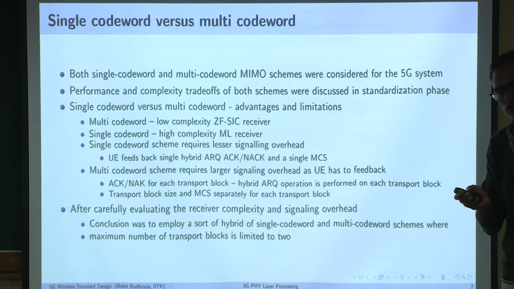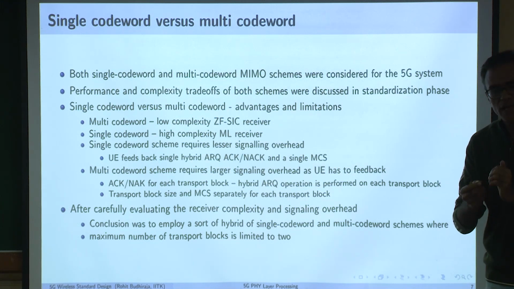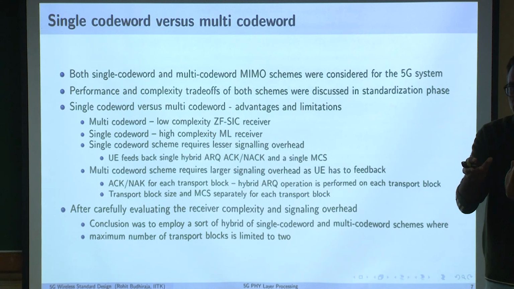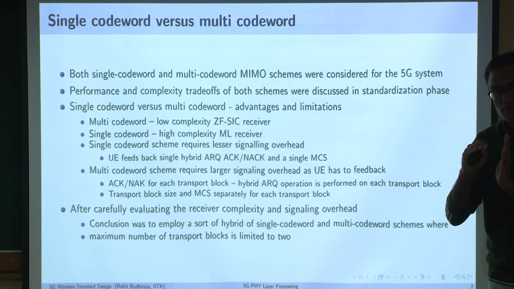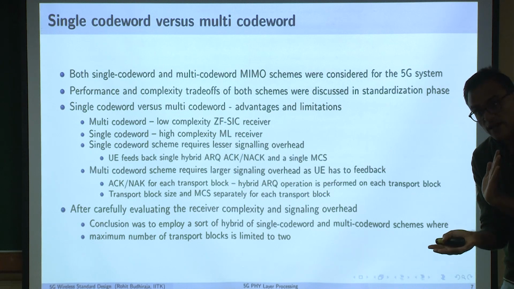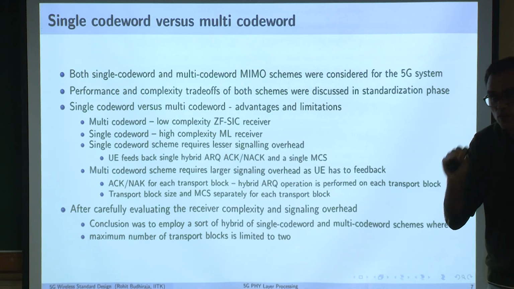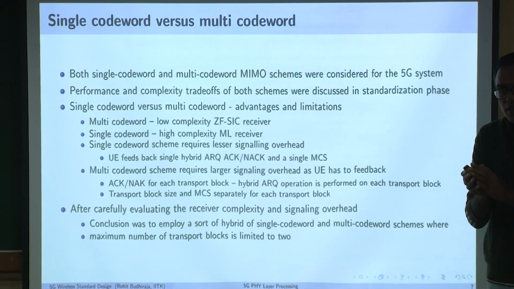So this is a summary. If it is a multi-code word transmission, UE will have to feed MCS for each of these code words. That requires a high signaling overhead. Even though multi-code word transmission allows you to implement a simpler receiver, which is a zero forcing SIC receiver, the signaling overhead is high. When compared with single code word transmission, UE will have to feed back MCS only for one code word. So signaling overhead is low, but the receiver complexity is high.